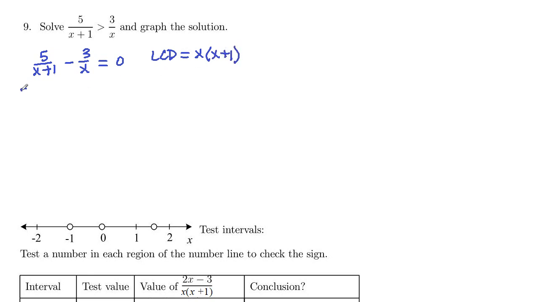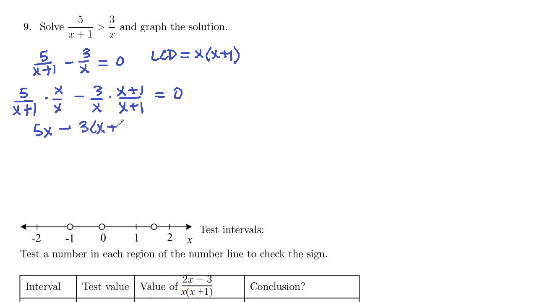So let's now build up our fractions to the LCD. What's missing in the denominator here is the x, so we're going to multiply by x over x. And then minus 3 over x. What's missing in the denominator here is the x plus 1. So we multiply by x plus 1 over x plus 1 equals 0. And then let's see here, 5 times x is 5x minus 3 times x plus 1.